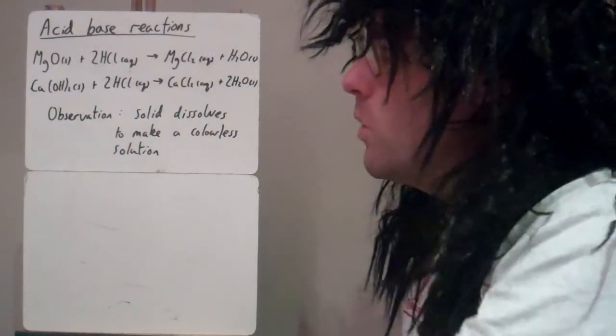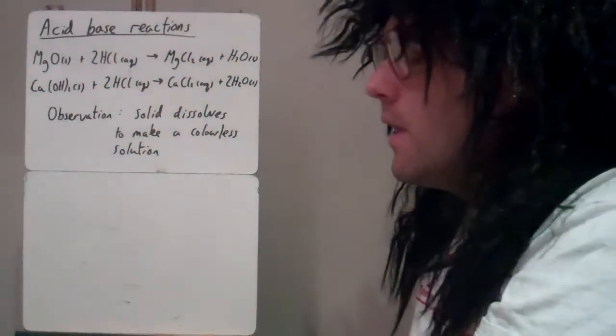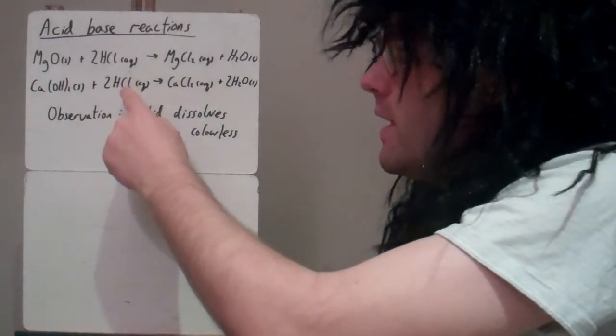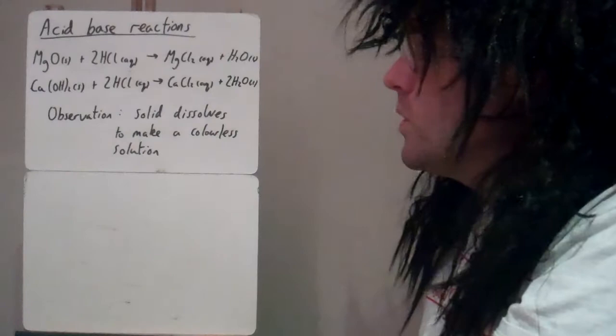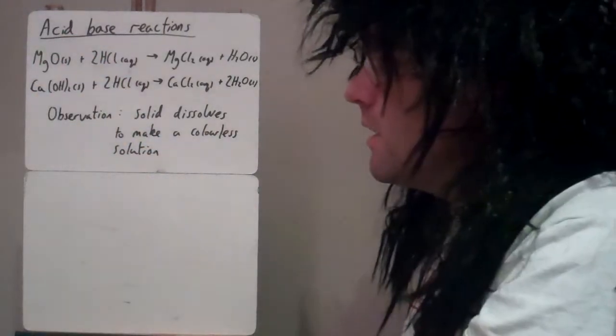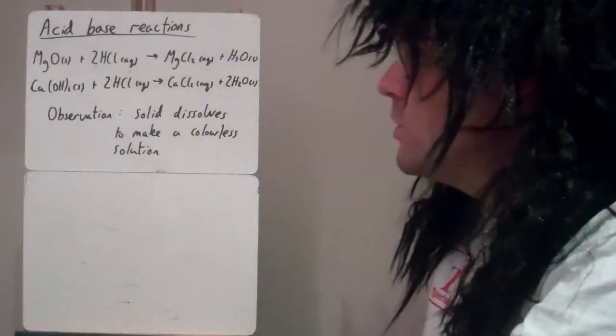So here we've got magnesium oxide reacting with HCl to make magnesium chloride and water. Here we've got calcium hydroxide, which is an alkali, reacting with HCl to make calcium chloride and water. Both of these in this case start with solids, and in the reaction you would see the solid dissolve to make a colourless solution. That would be an observation you'd see.